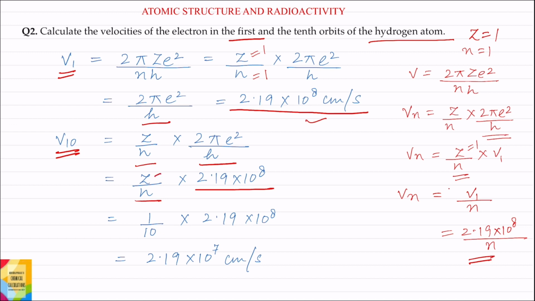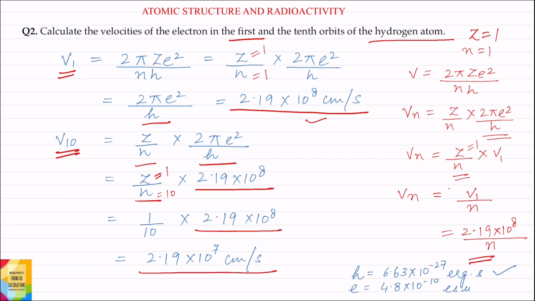Now value of z is equal to 1 and value of n is equal to 10. So this is equal to 1 by 10 into 2.19 into 10 to the power 8. Solving, the velocity of electron in 10th orbit is equal to 2.19 into 10 to the power 7 centimeter per second. This is the value of h, that is Planck's constant, and this is the value of e, that is the charge on electron.